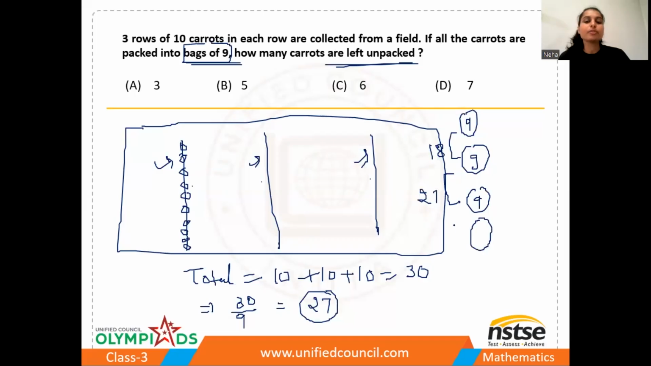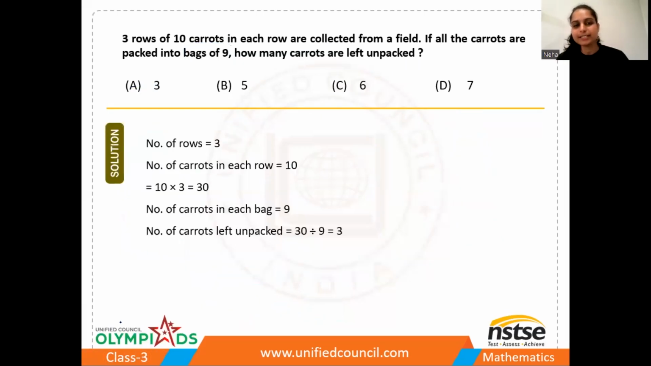So for the next bag I don't have 9 carrots again, because 27 carrots are already packed. Only 3 carrots are left. So yes, this is what the question is asking, how many carrots are left unpacked. It is 3. Option A is the right answer, and this is the detailed solution of this question.